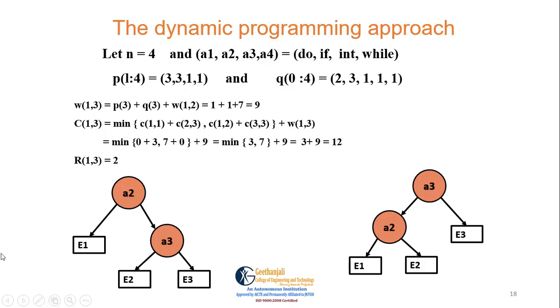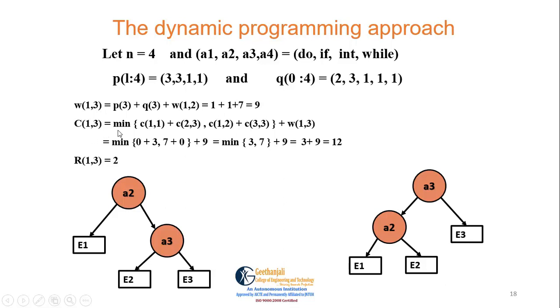Now coming to this next tree. So what is the next subtree? The tree which contains exactly two nodes, but this time the nodes are A2 and A3, not A1 and A2. Okay. So among this A2 and A3, that is W of 1 comma 3. W of 1 comma 3 is equal to P of 3 plus Q of 3 plus W of 1 comma 2. It is a direct mathematical formula and you will be getting a 9 value.